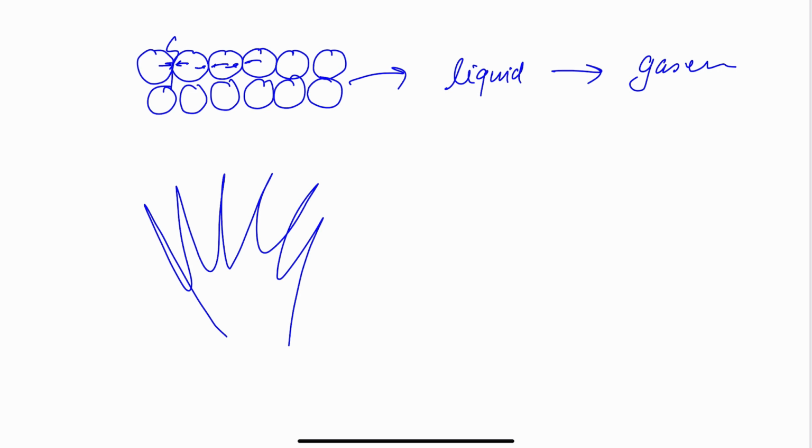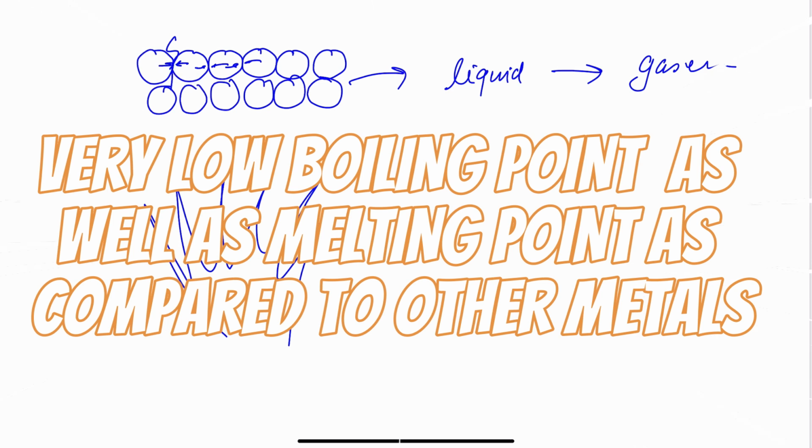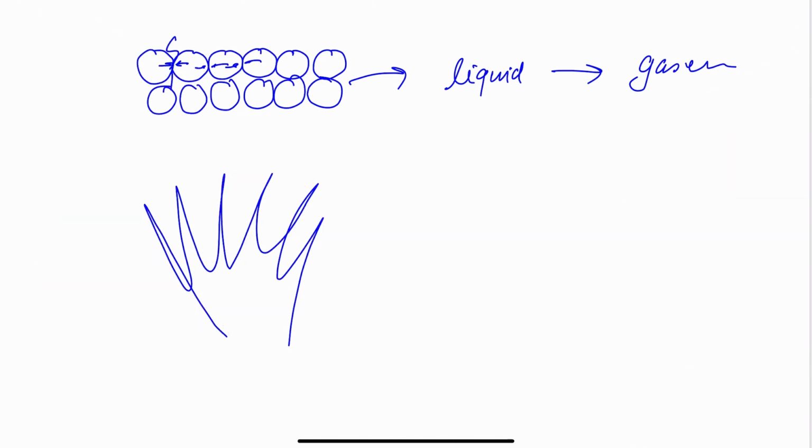Whereas if we see sodium and potassium, an exception, as compared to other metals they have lower melting and boiling points. For example, the melting point for sodium is 98 degrees Celsius and the melting point for potassium is 64 degrees Celsius. There are two more metals, gallium and cesium. They have very low melting points. The melting point for gallium is 30 degrees Celsius and for cesium is 28 degrees Celsius.